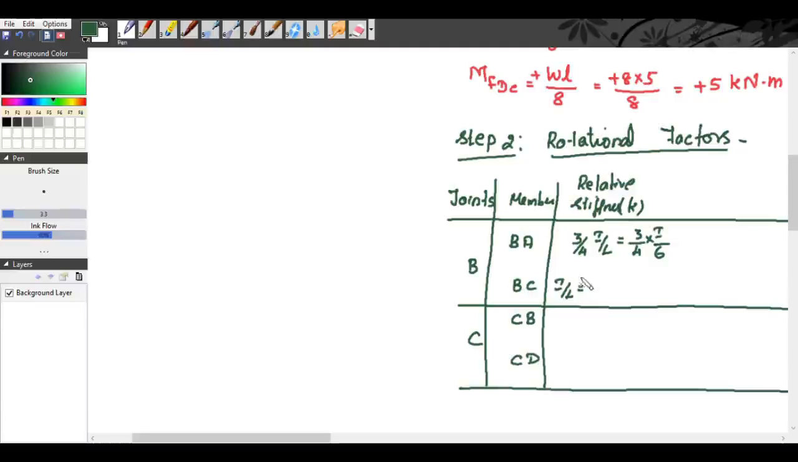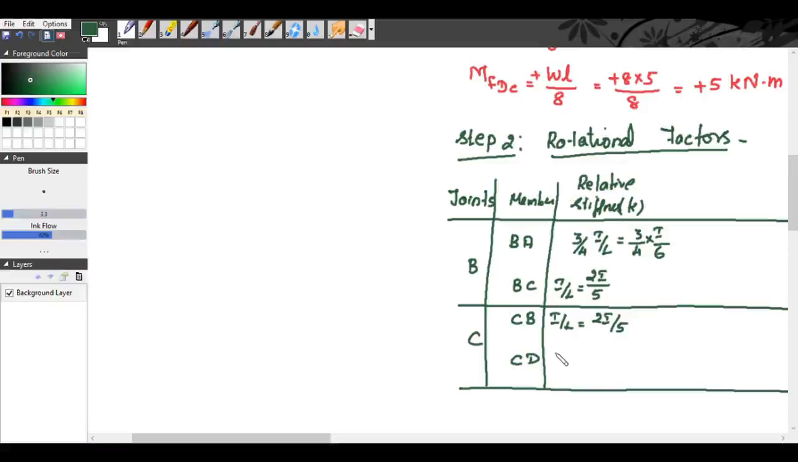So I should be replaced by 2I divided by 5 for member BC. Now for the intermediate span support, CB, the far end is considered as fixed B support. So it is I by L. The intermediate support should be considered as fixed support. For span BC, I by L, I for the span BC or actually CD is 2I, so 2I divided by 5. So I should be replaced by 2I divided by 5 for the span CD.